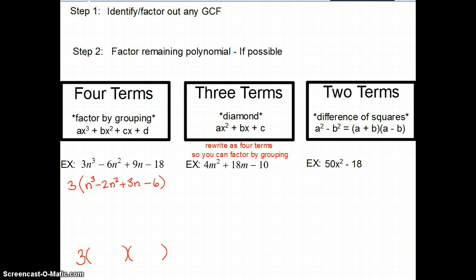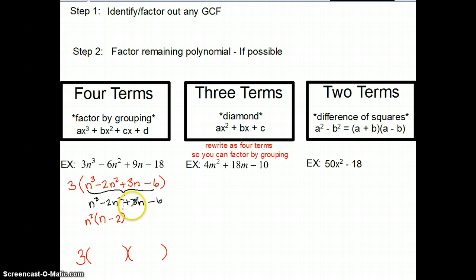So now that I've brought that 3 down and set up my answer, I'm going to focus on this polynomial inside. N to the third minus 2n squared plus 3n minus 6. I will factor by grouping by splitting it into two parts. The greatest common factor on the left I see is only an n squared. Dividing n to the third by n squared, I'm left with just n. And dividing this negative 2n squared by n squared, I'm left with just a negative 2.